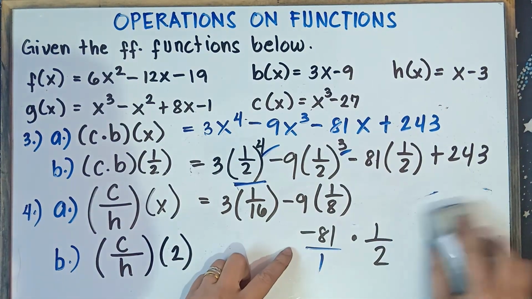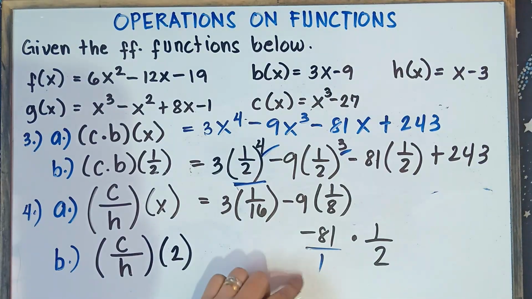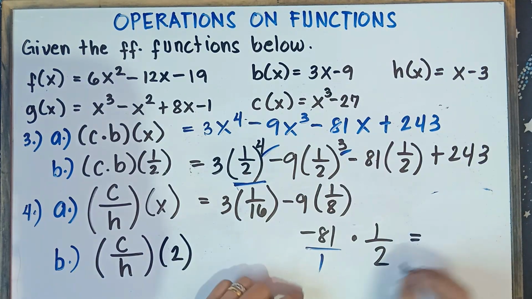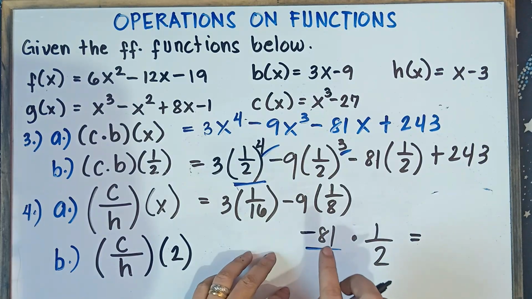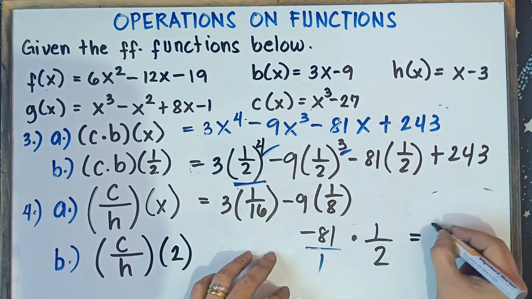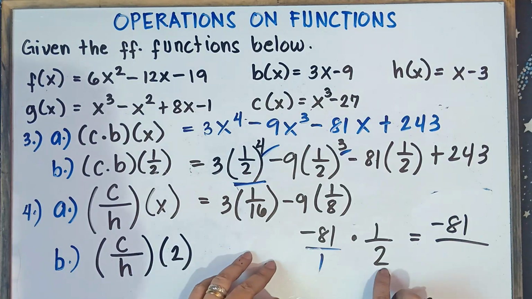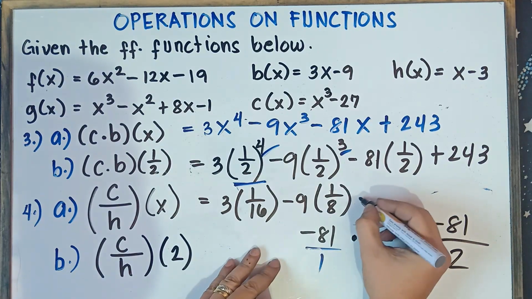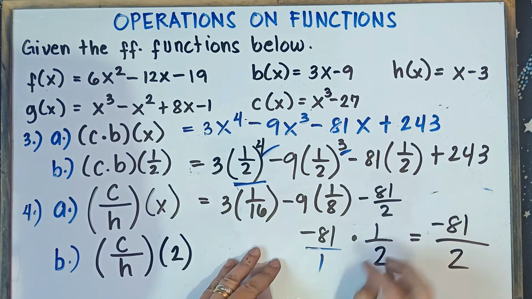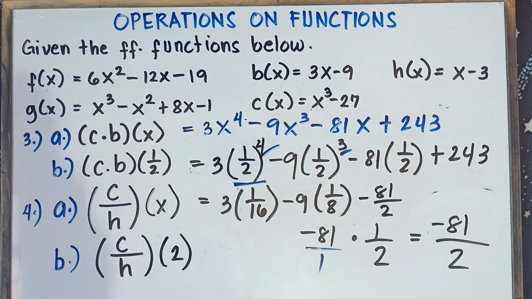So this will be negative 81. We can put over 1, that's okay, times 1/2. So multiply the numerators, negative 81 times 1, that would be negative 81. And then 1 times 2, that would be 2. So this will be negative 81 over 2. Can we divide 81 by 2? Nope. You can never divide that one, class. You will get a decimal answer. You're not allowed, class, to have a decimal answer.